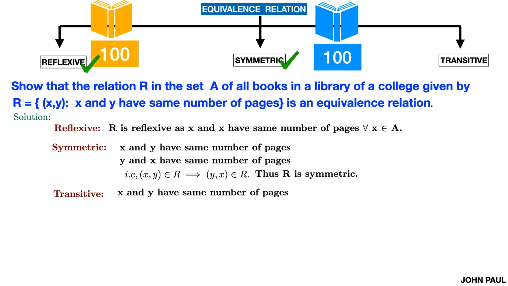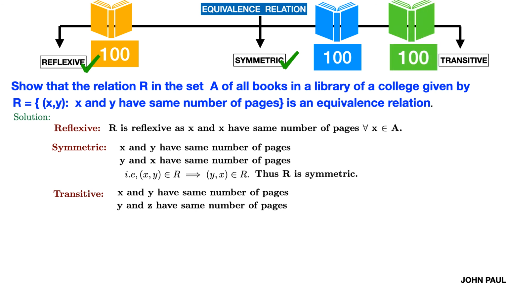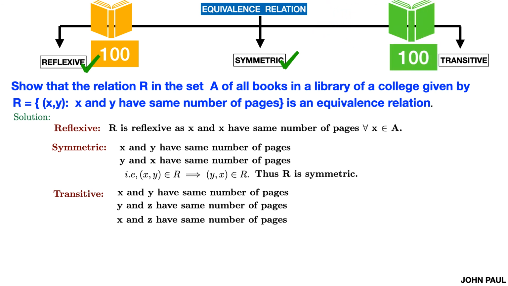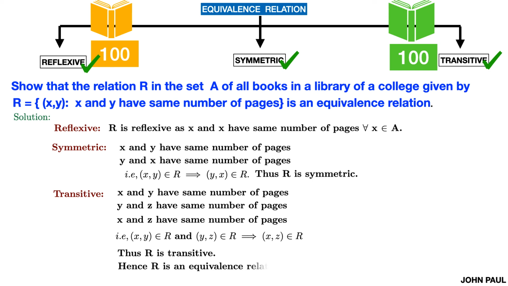Transitive. x and y have the same number of pages and y and z have same number of pages. Then x and z have same number of pages. All books are having same number of pages. That is, (x, y) belongs to R, (y, z) belongs to R, which implies (x, z) belongs to R. Thus, R is transitive. Hence, R is an equivalence relation. Since it satisfies reflexive, symmetric, transitive, R is an equivalence relation.